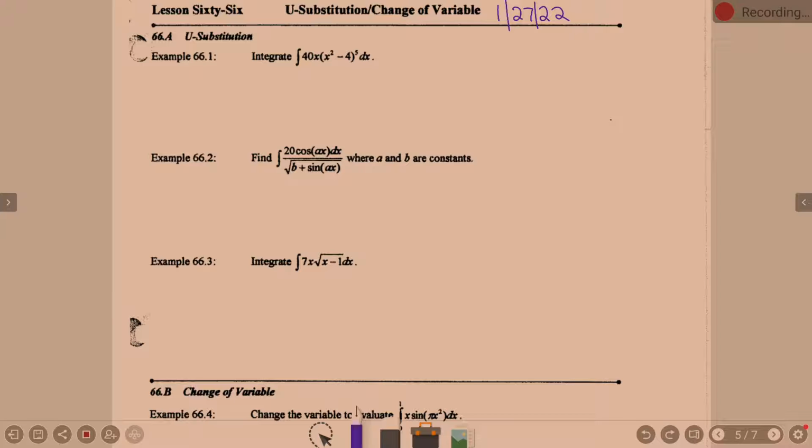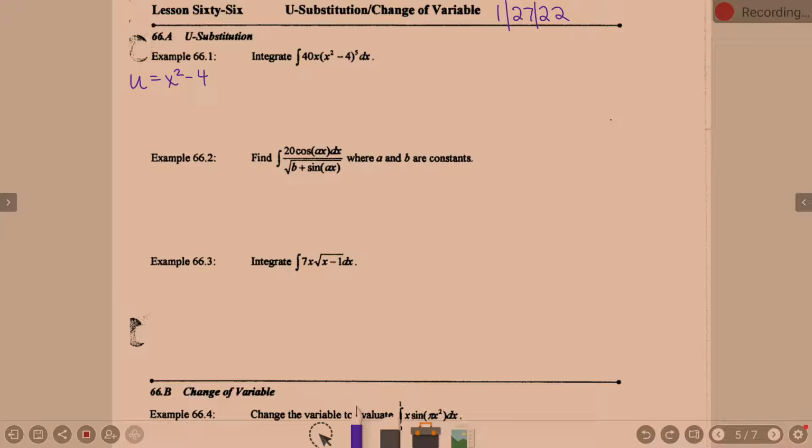So as we look at this, what is the inside? That x squared minus 4, right? So what I'm going to do, off to the side here, is say u is x squared minus 4. I'm picking u to be that inside piece.